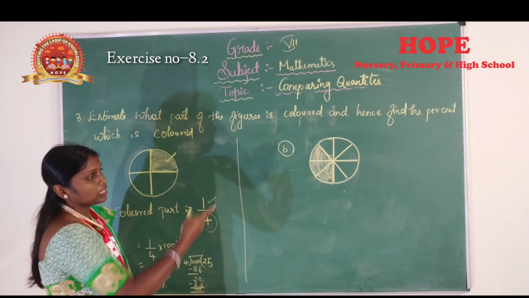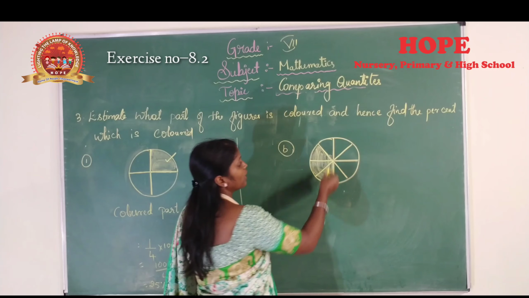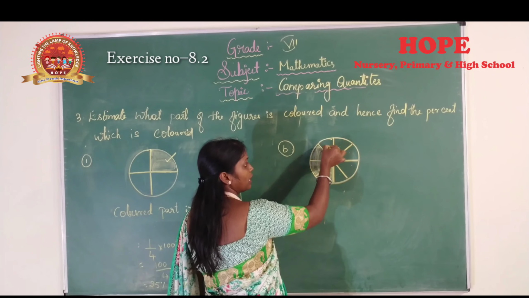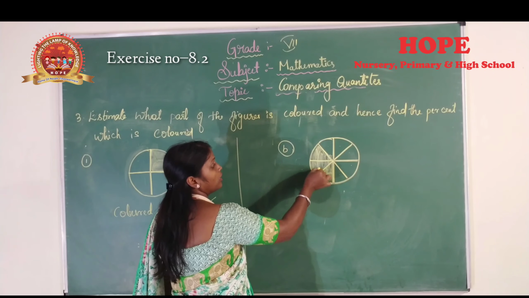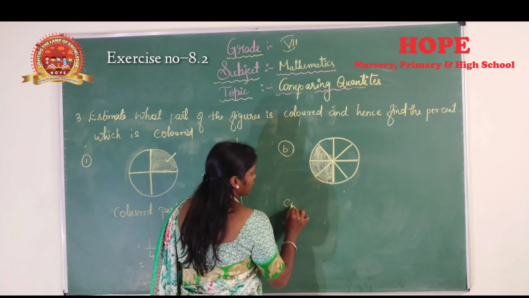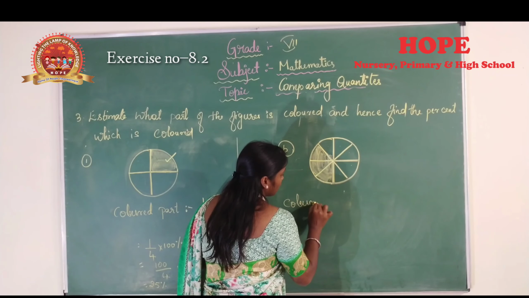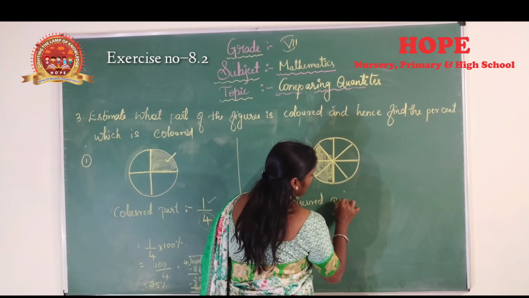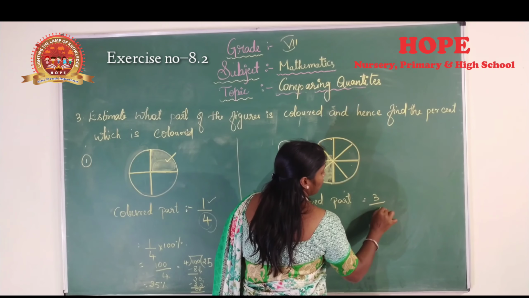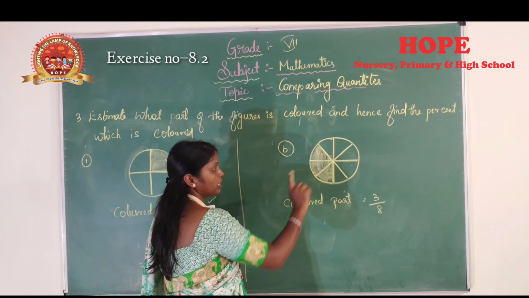The same way, there is one more question for us. Here we have divided the circle into 8 parts: 1, 2, 3, 4, 5, 6, 7, 8. In this, only 3 parts have been colored and the rest have not. So how to find out? We have to mention the colored part. Colored part of the given circle is how much? 3 out of 8. Out of 8, only 3 parts are colored.